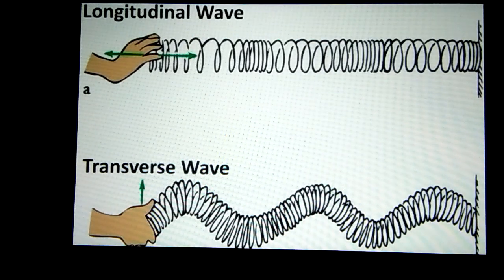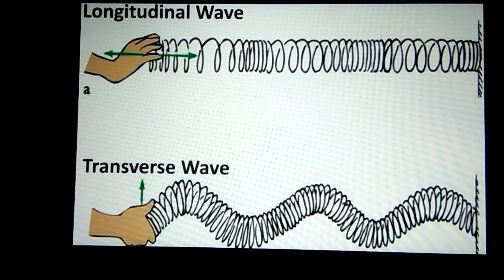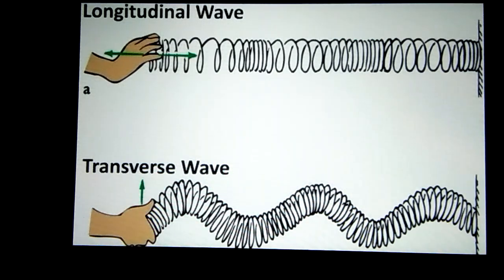So what is the difference between a transverse wave and a longitudinal wave? In a longitudinal wave, the particles are moving in the direction of propagation, whereas in a transverse wave, the particles are moving in a direction which is perpendicular to the direction of propagation.